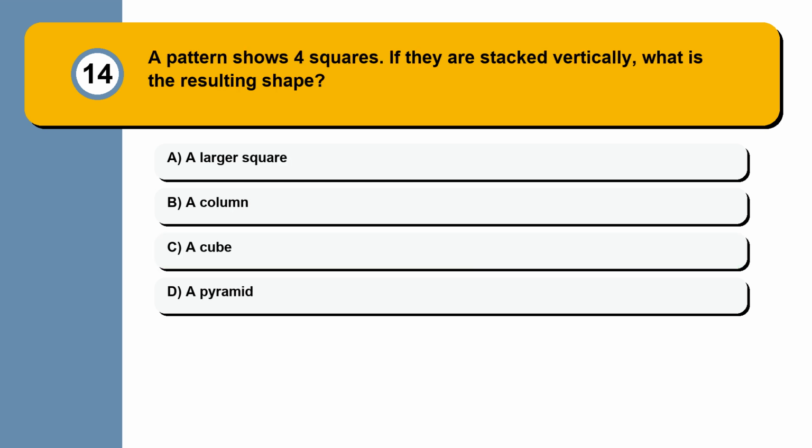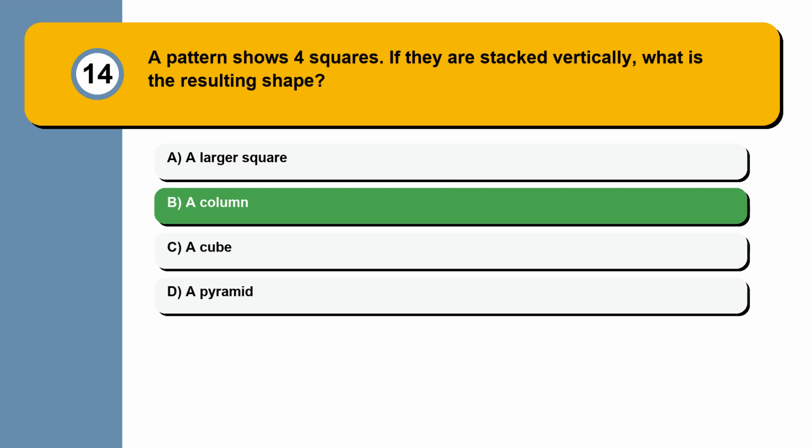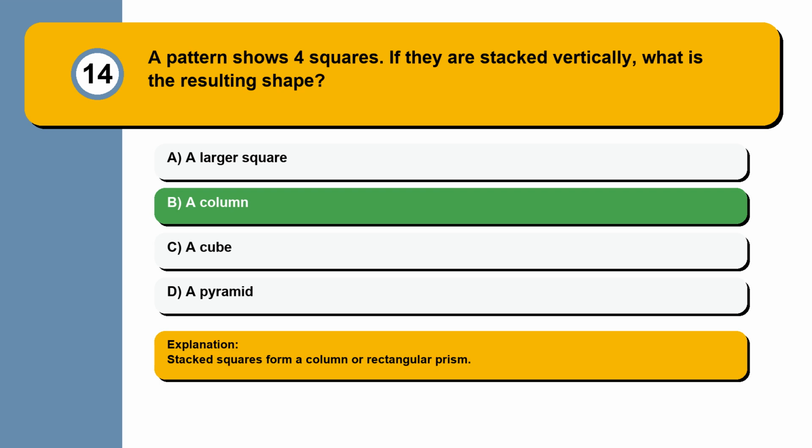Question 14. A pattern shows 4 squares. If they are stacked vertically, what is the resulting shape? A larger square, a column, a cube, a pyramid. Stacked squares form a column or rectangular prism.